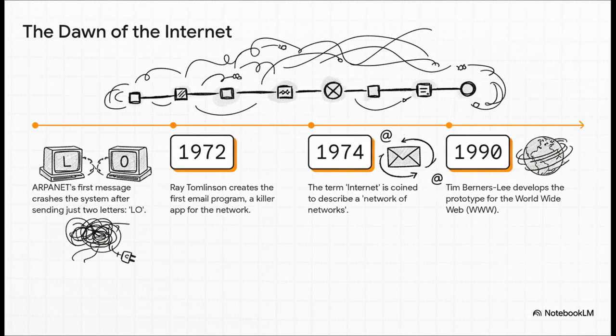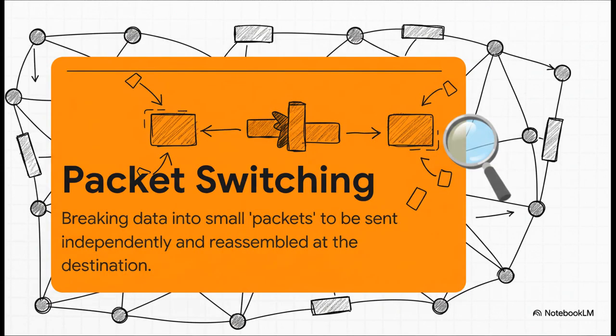How about that? From that incredibly shaky start, things like email and eventually the World Wide Web turned this little experiment into the global force we know today. So what was the secret sauce? What was the breakthrough that made ARPANET work and ultimately made the modern internet possible? It was this brilliant idea: packet switching.